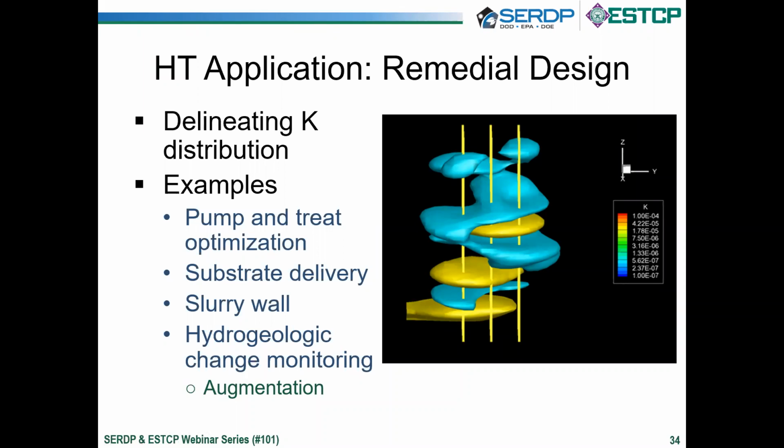Or if you are designing a slurry wall system or permeable reactive barrier, then you can design your wall to key into the low permeability zone, or use a combination of the information to design a more reliable system. At the same time, if you are using it to monitor the changes of different remedy, you can look at the hydraulic tomography result before and after the augmentation to see if the hydraulic conductivity is changed during the remediation.